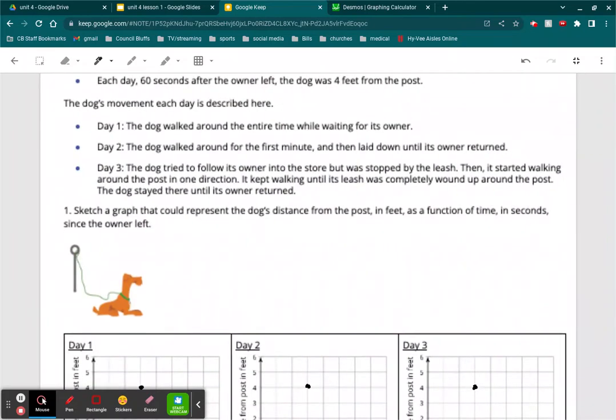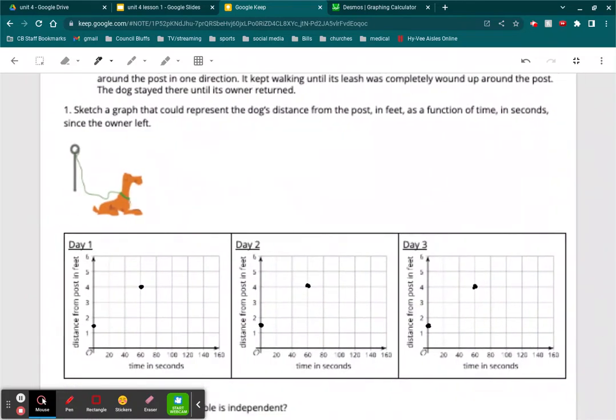Okay. So that doesn't really give us a lot. So that means the dog at some point was just going back and forth. Okay, so maybe it went this way, then it went this way, and then we know at 60 seconds it was 4 feet from the post, and we know it can't be more than 5 feet from the post. So we know it can only go up there. So it's just kind of walking around, doing its thing until the owner gets back.